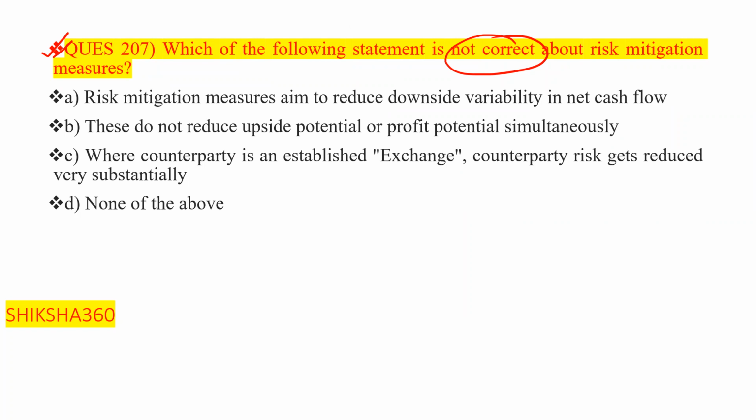Option A: risk mitigation measures aim to reduce the downside variability in the net cash flows. Option B: these do not reduce upside potential or profit potential simultaneously. Option C: where the counterparty is an established exchange, counterparty risk gets reduced very substantially. Option D is none of the above. So which one is not correct? Option B is not correct here.